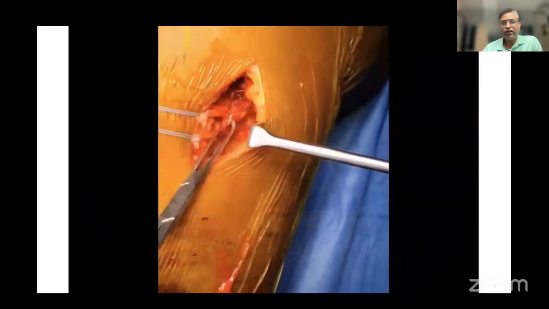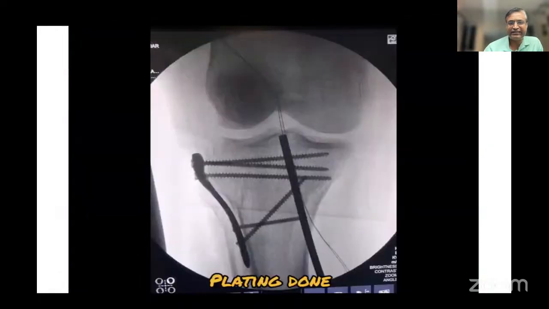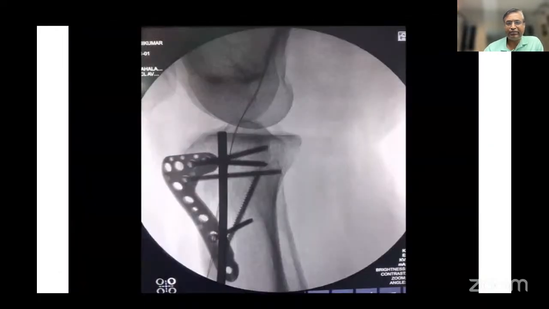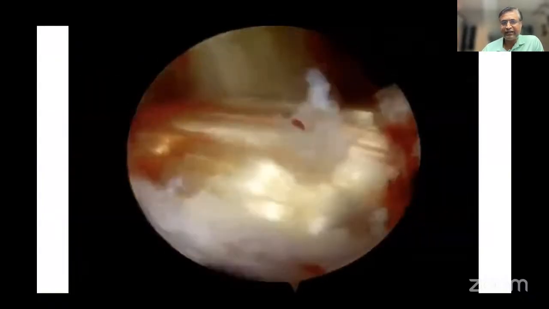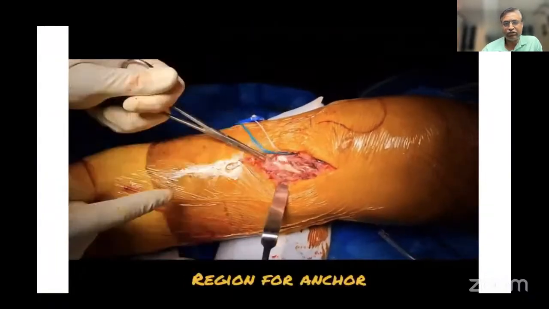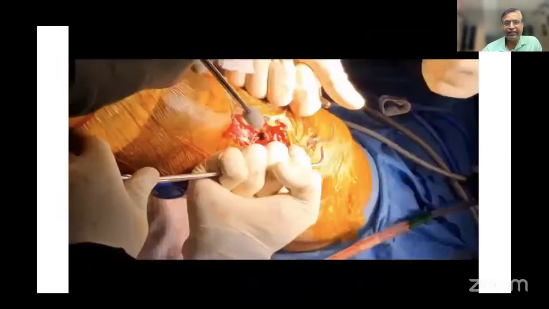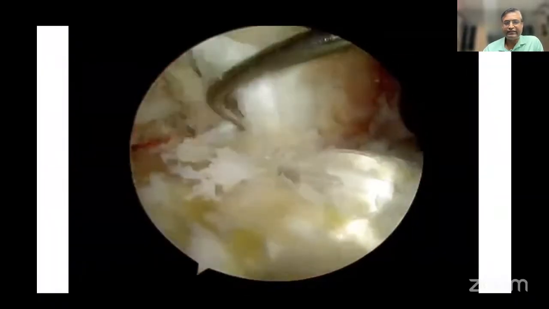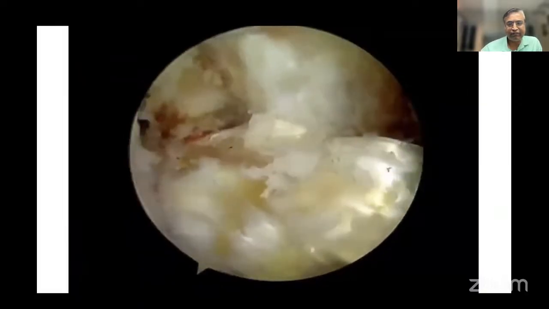And so here the ACL was completely gone. So I did an ACL reconstruction for him. If you see, I made the tunnels, I fixed the lateral condyle with a plate. We are just leaving the anterior holes, and then the MCL was completely torn. So we did an MCL repair also for him. And you can see this is the reconstruction we have done, not the repair of the cruciate.